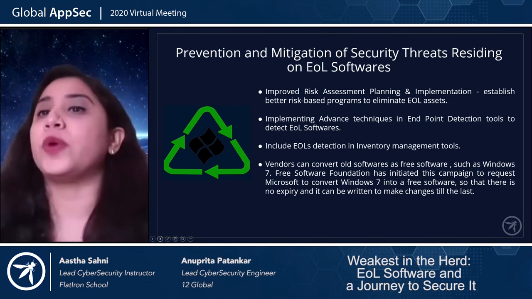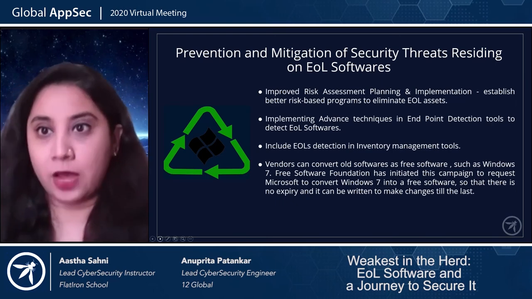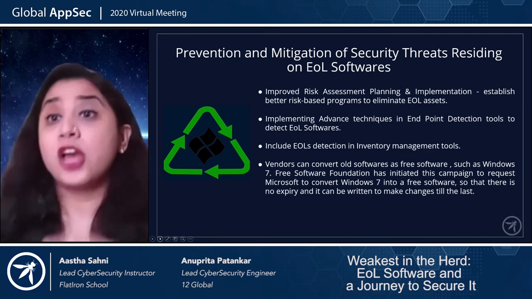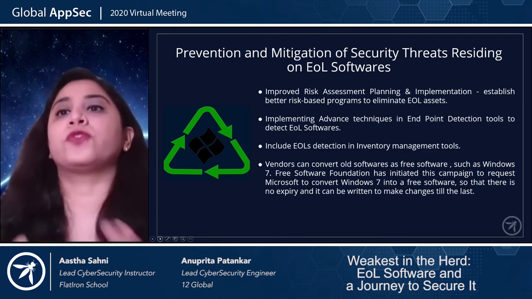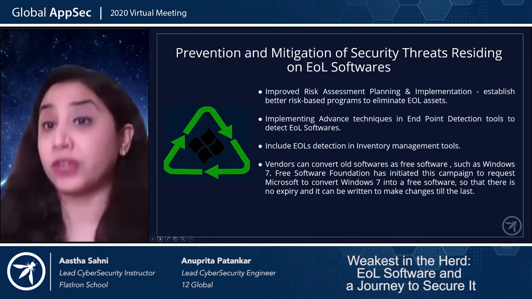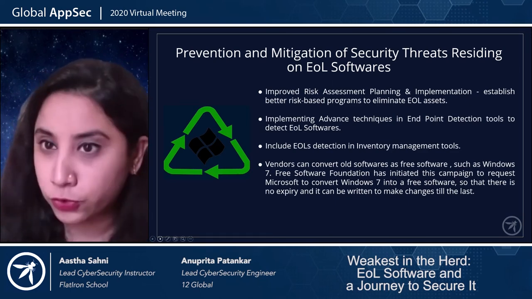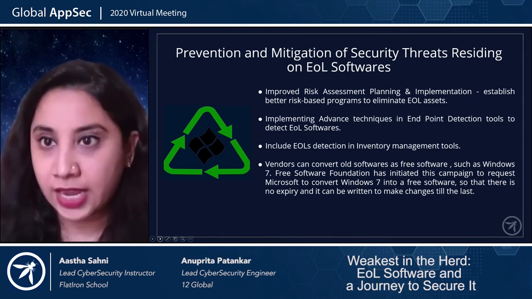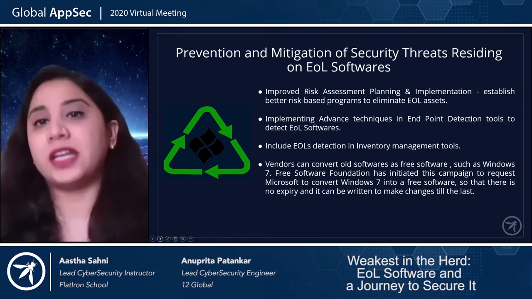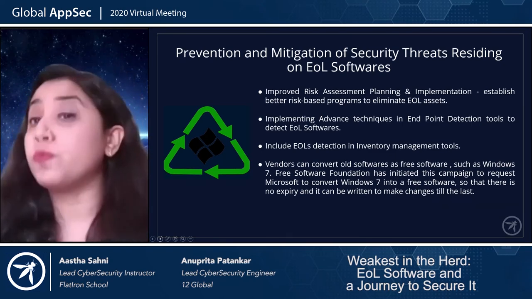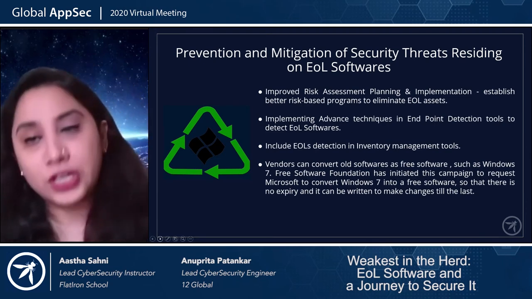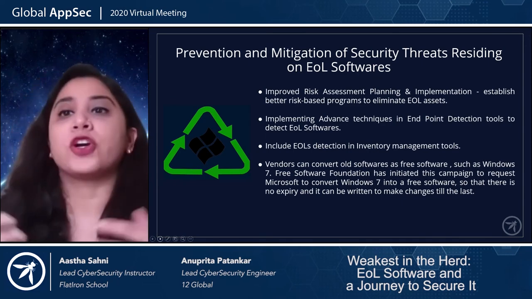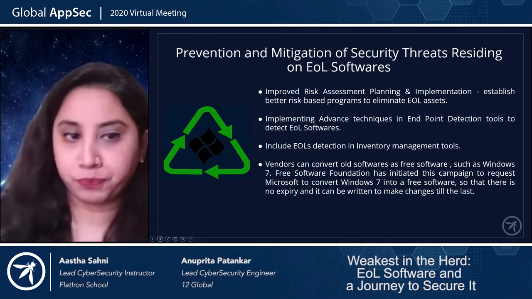Recently, we know in January 2020, Windows 7 became end-of-life software. So they have started this initiative where they are requesting Microsoft to change Windows 7 from end-of-life to a free software. Once it becomes a free or open source software, we can easily patch and upgrade it throughout the life cycle, and it becomes easy to manage. So one of the mitigation or prevention strategies is to make these end-of-life softwares free softwares, so that their patching, their upgrade, and their functionality can be enhanced throughout life.